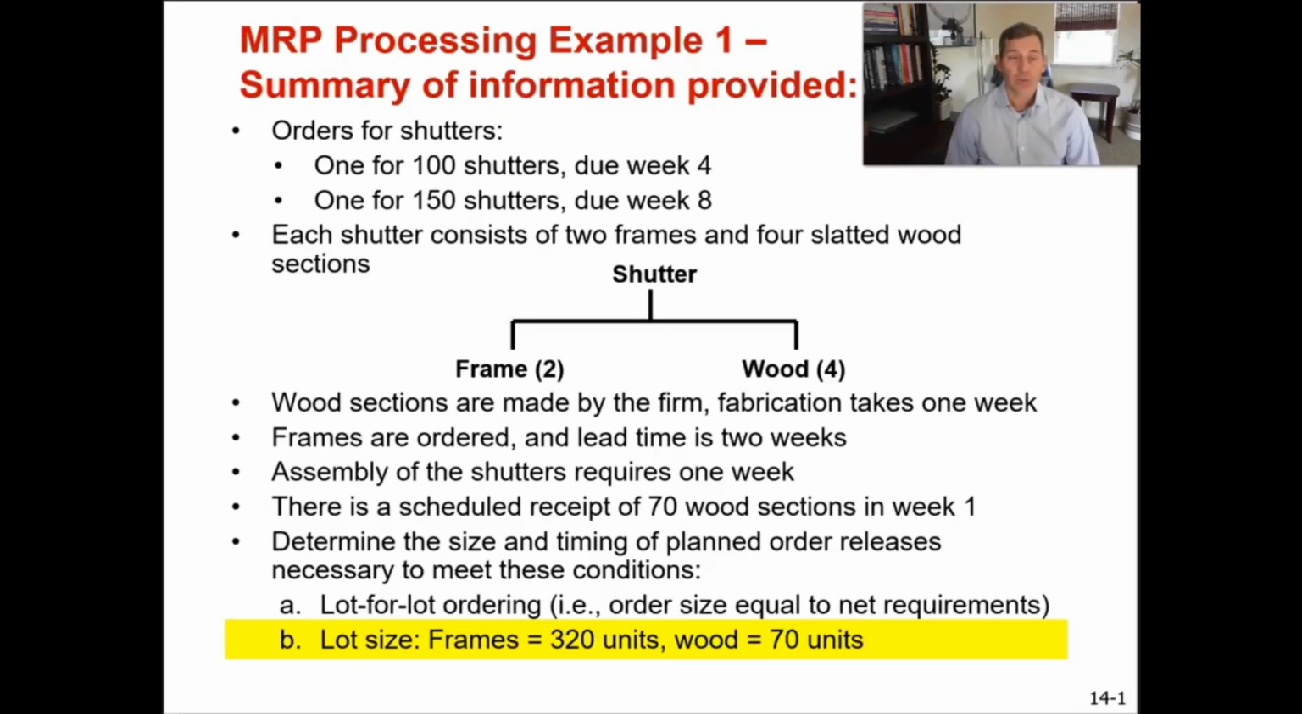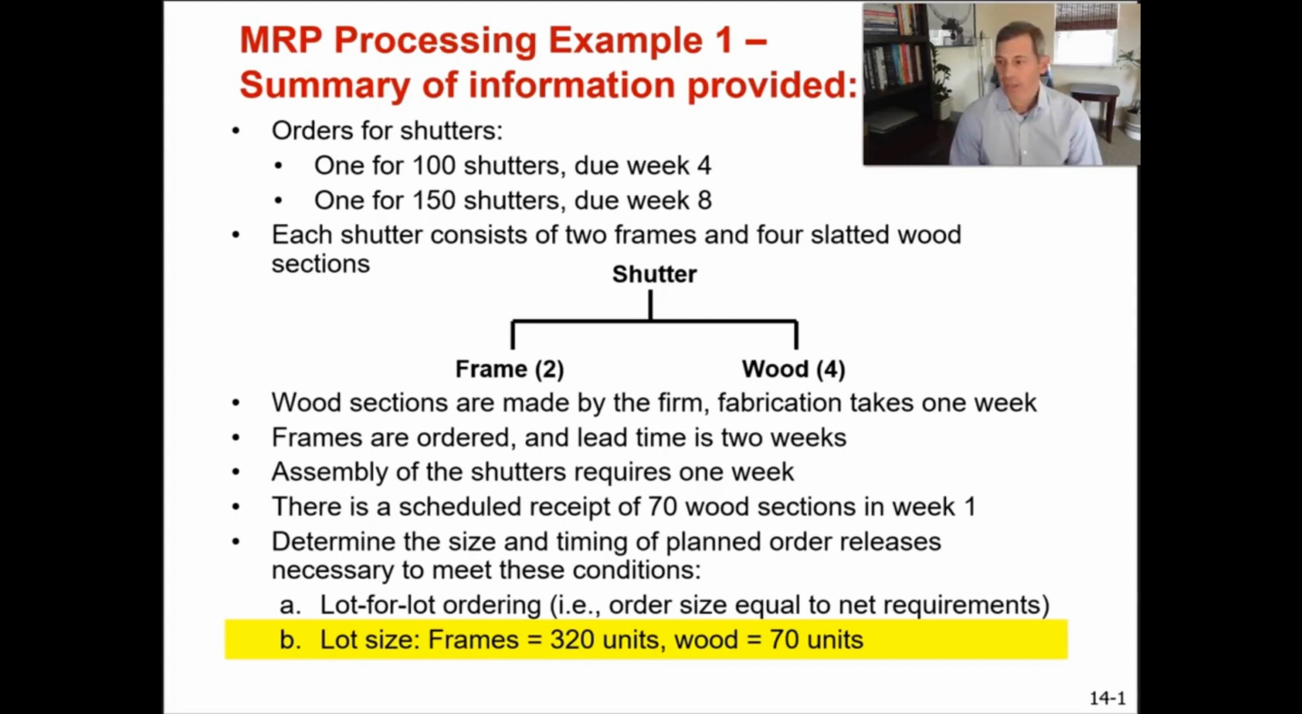In our last MRP processing example, we used an ordering technique called lot for lot. This is where your order size equals the net requirements. Whatever you need is whatever you will make or buy. In this example, there's a slight twist to that. We are going to do an MRP processing example for lot sizes.